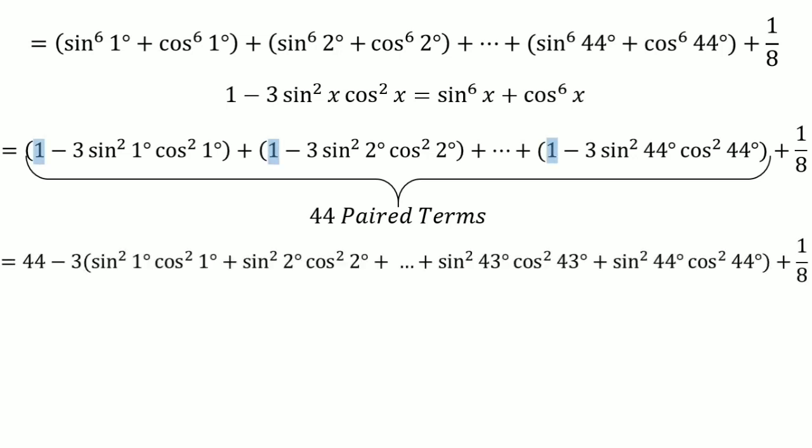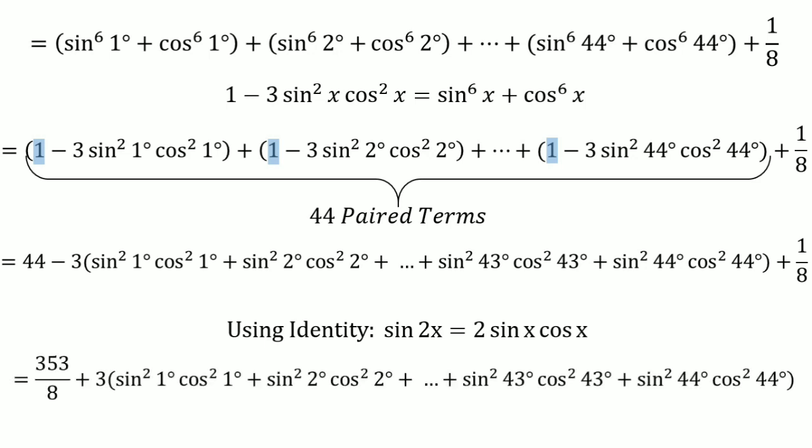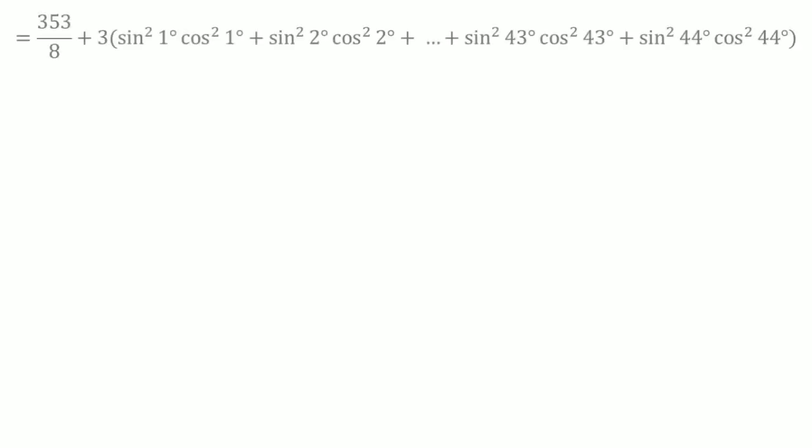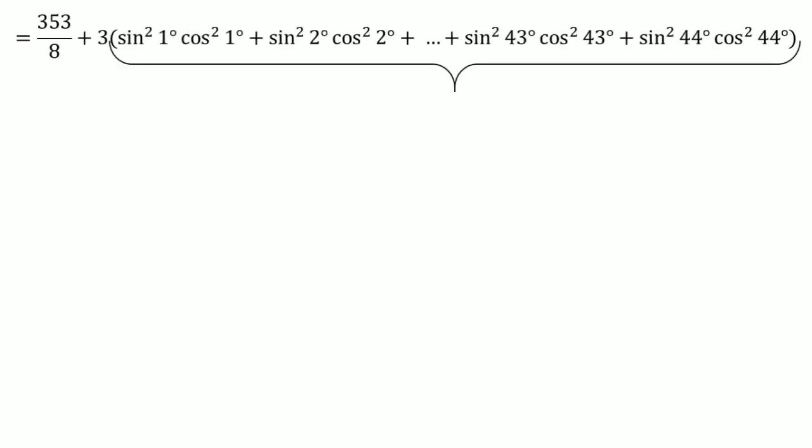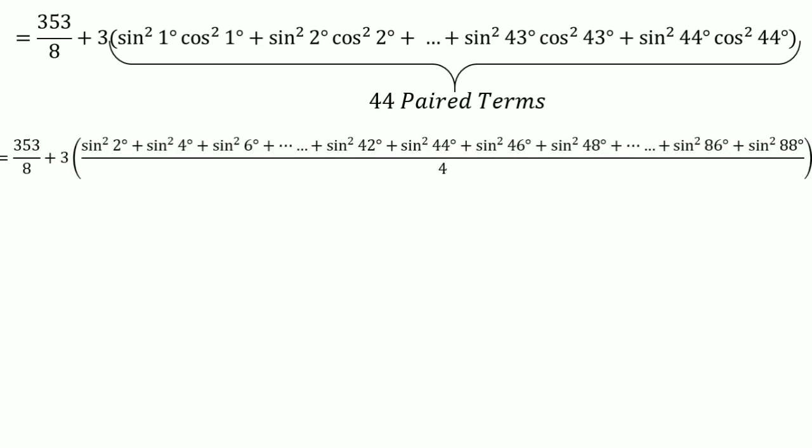So we have this. Now using the identity sine 2x is equal to 2 times sine of x times cosine of x, we convert all these terms by using this identity. So finally we have this. Now we have 45 pair terms. We have to remember that. So after converting them, finally we have this.